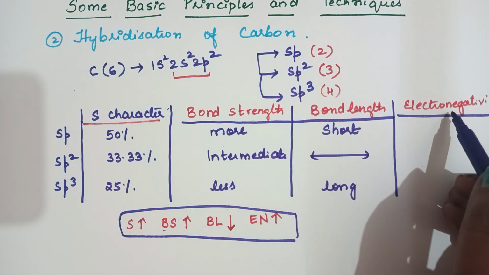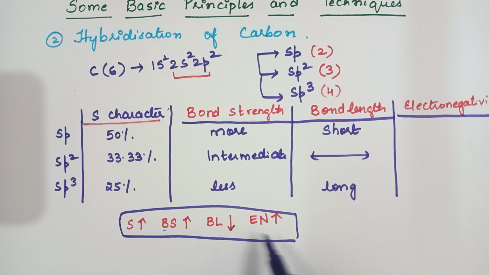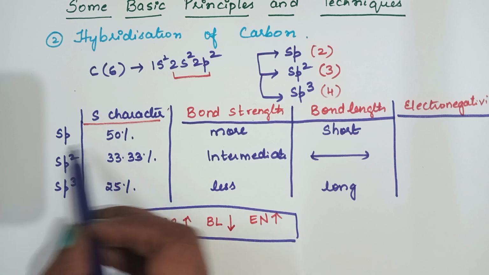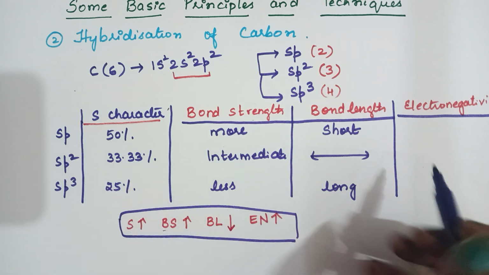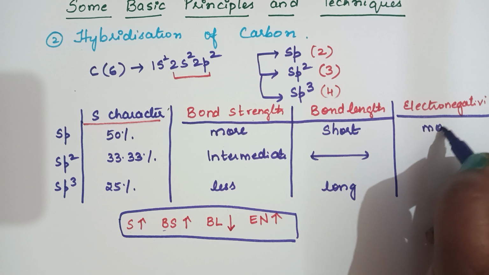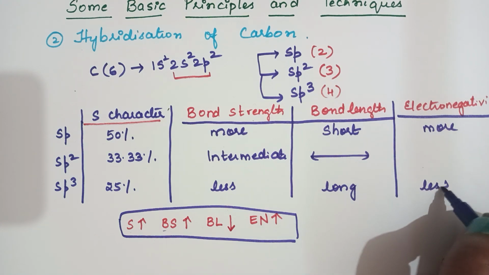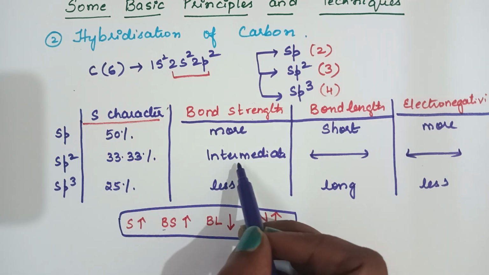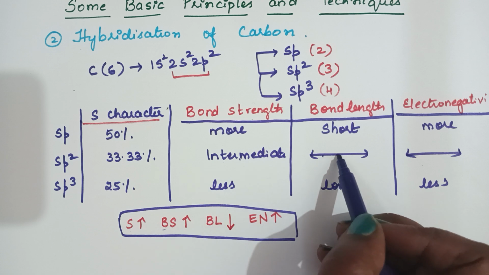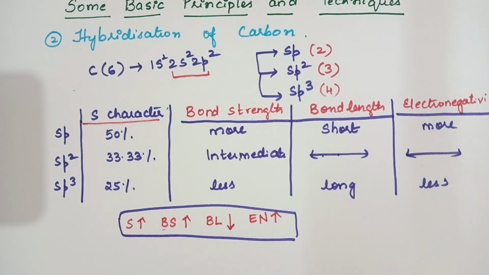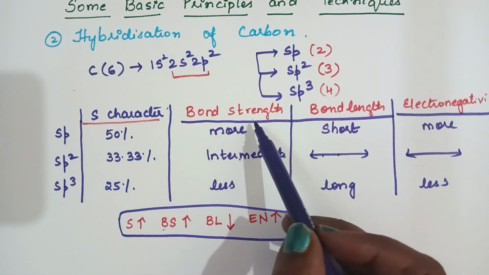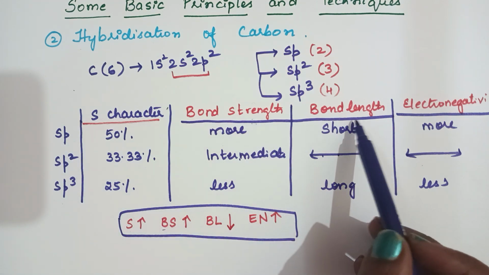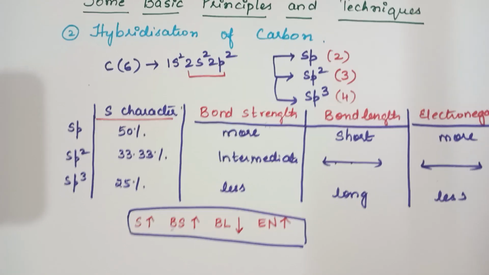Coming to electronegativity, the more the S character, the more the electronegativity of that atom. Here S character is more for sp hybridization, therefore electronegativity will be more here, and here it will be less. Again this will be intermediate. For sp2 hybridization, everywhere you have to write intermediate. This is the relationship you should remember. If you know the hybridization, you can write all of this: bond strength, bond length, and electronegativity.